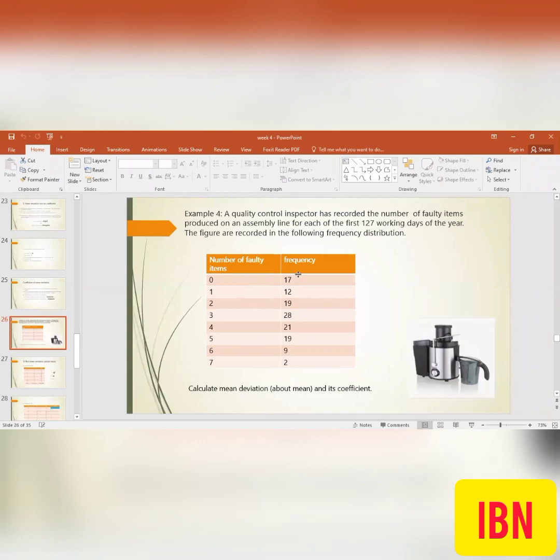is. We have done many examples of continuous and also made them. But this is the example of the discrete frequency distribution. Okay, we have the x value, variable of interest, which is the number of faulty items and corresponding frequency f. So what do we have to do? We have to find the mean deviation about mean.